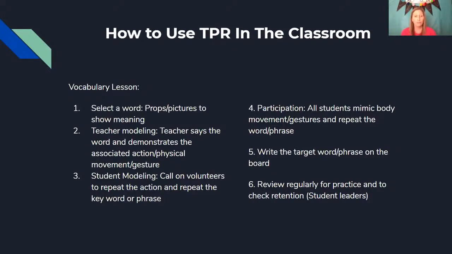Then you would do the teacher mark. The teacher would say the word and demonstrate whatever the physical action, movement, or gesture is with that word. Then you would have modeling. You can call on volunteers to have them repeat the action and repeat the keyword or phrase. Then you're going to ask for participation from the whole class. All students are going to mimic your body movements or gestures and repeat the word or phrase. If they're ready for that, doing the action is okay too. Tailor this to your students and their needs.